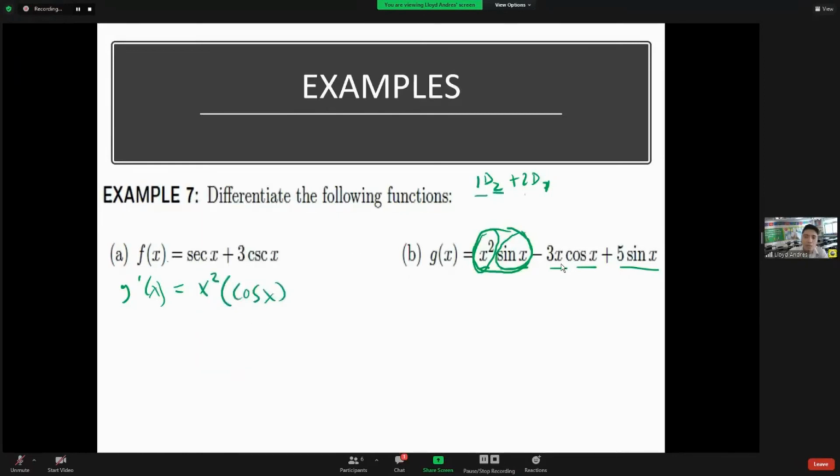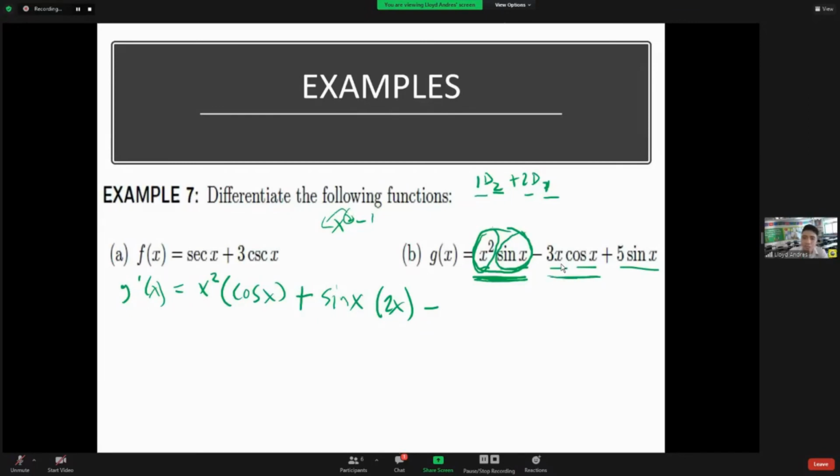Next, plus second times the first. The second here is sin x times the derivative of the first. The first here is x squared. So the derivative of x squared: the 2 comes down, so that's 2x, subtracting 1 from the exponent, so that's 2x. So that is the derivative of this part. Then, moving on to the other side.